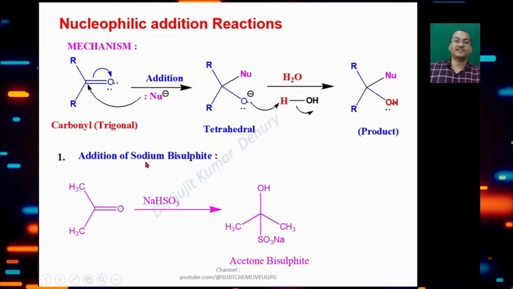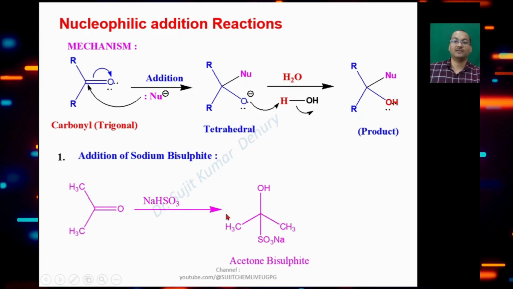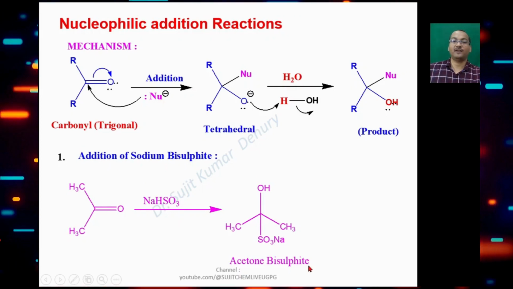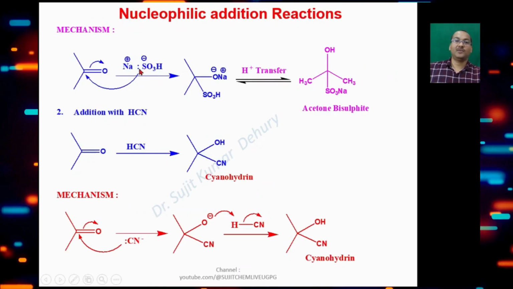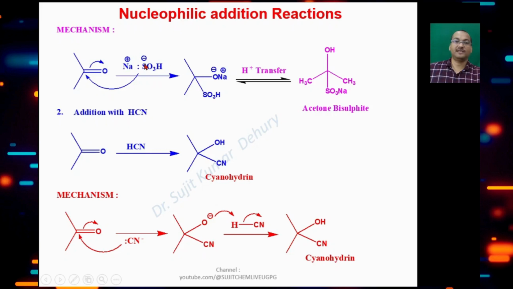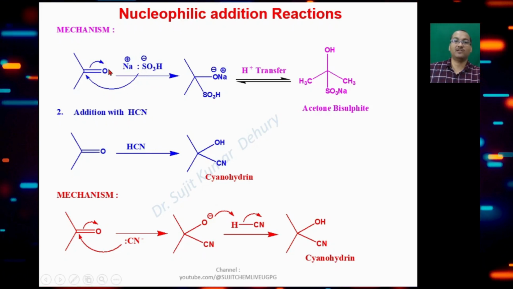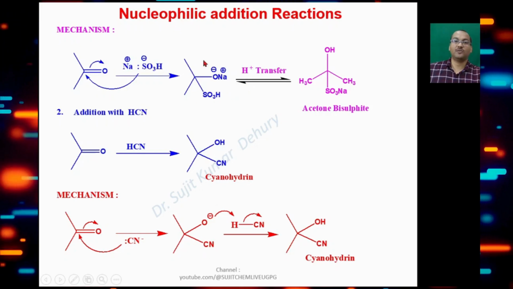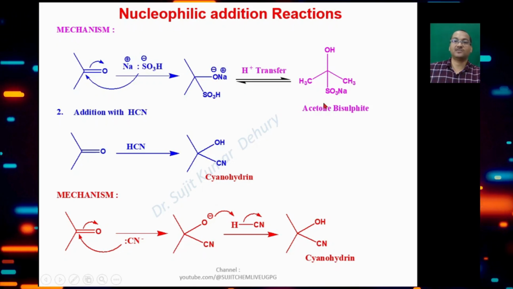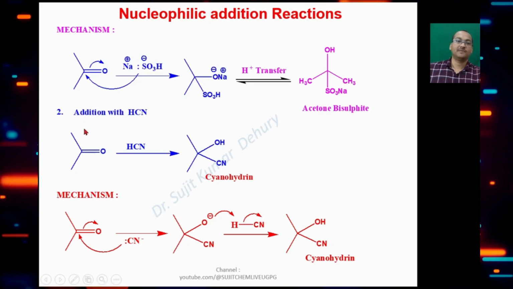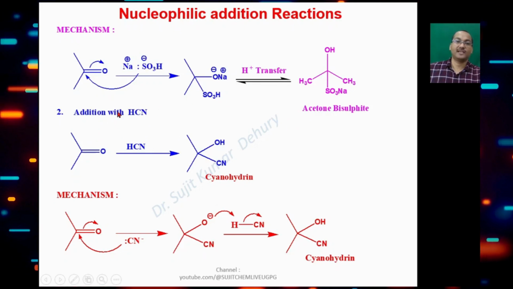The first reaction is addition reaction with sodium bisulfite. Acetone reacts with NaHSO3, giving rise to acetone bisulfite. Na plus and SO3H minus, this acts as the nucleophile. It will attack this carbonyl carbon and this C=O double bond will break on oxygen. As a result, you end up with this product, and again proton transfer will take place internally, giving rise to acetone bisulfite.